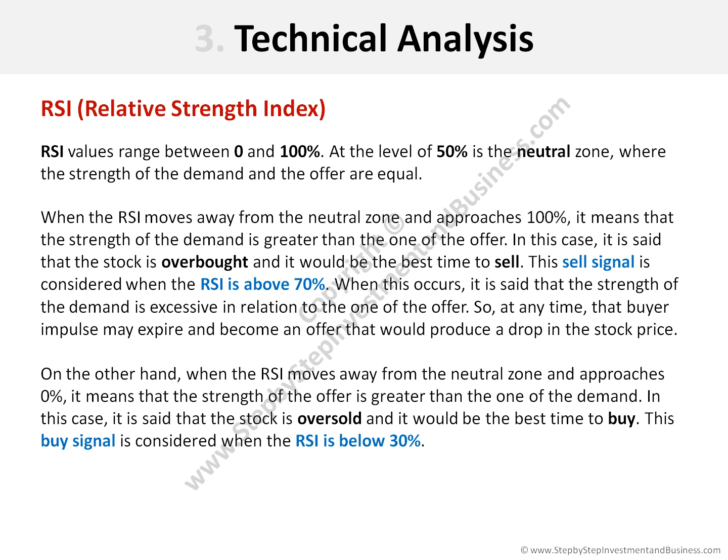On the other hand, when the RSI moves away from the neutral zone and approaches 0%, it means that the strength of the offer is greater than the one of the demand. In this case, it is said that the stock is oversold and it would be the best time to buy. This buy signal is considered when the RSI is below 30%.